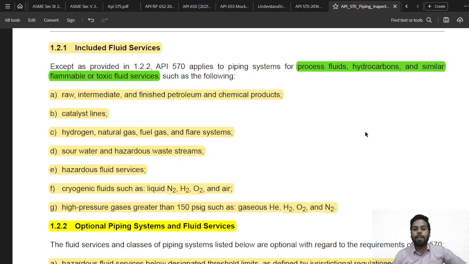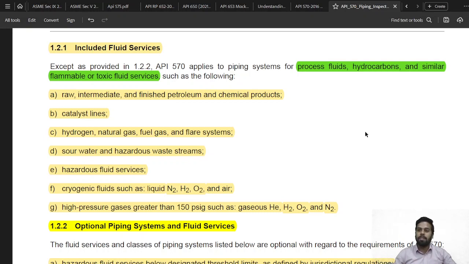So except as specified in 1.2.2, API 570 applies to systems for process fluids, hydrocarbon and similar flammable or toxic fluid services such as the following: raw, intermediate and finished petroleum and chemical products, catalyst line, hydrogen, natural gas, fuel gas and flare systems, sour water and hazardous waste streams, hazardous fluid services, cryogenic services such as any liquefied gas, so basically liquefied nitrogen, hydrogen, oxygen and air, high pressure gases which have a pressure greater than 150 psi in a gaseous stream such as helium, hydrogen, oxygen, nitrogen.